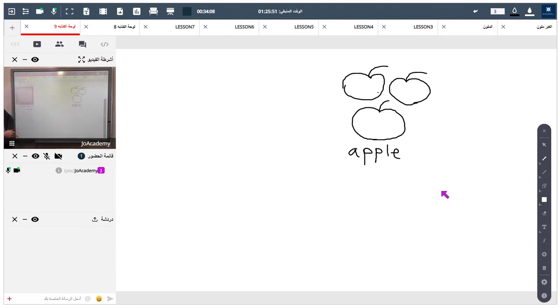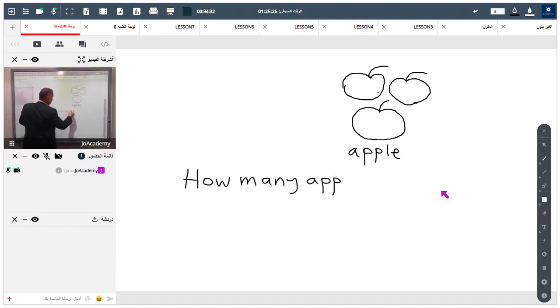Now, how many apples are there in the picture? So we ask with how many. If you want to know the number of things, of items, we have to ask with how many. How many apples are there?